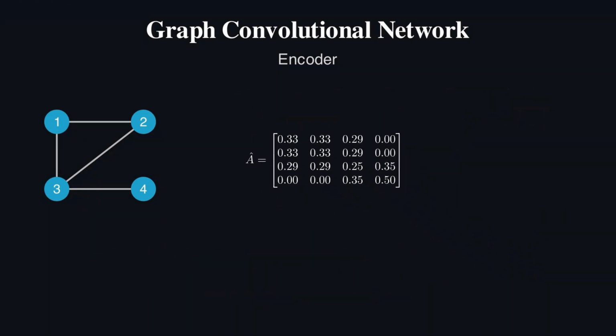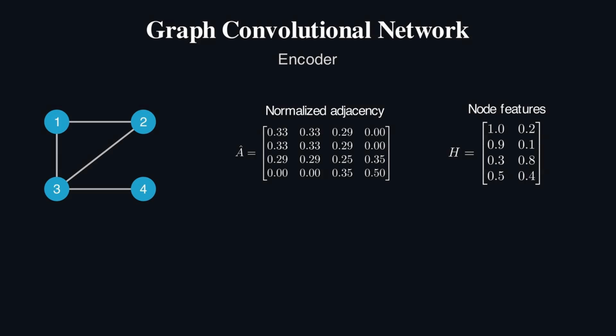Now we combine this normalized graph structure with the node feature matrix H. Here, each row of H represents the features of one node. A feature is simply a numerical description of a node. For example, in a social network, a node could represent a person, and features might include age, number of friends, or interests encoded as numbers. In a molecule graph, a node represents an atom, and features could describe the atom type, such as carbon or oxygen, its charge, or other chemical properties.